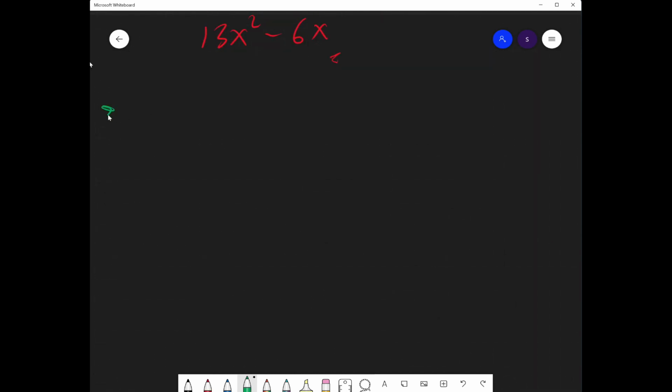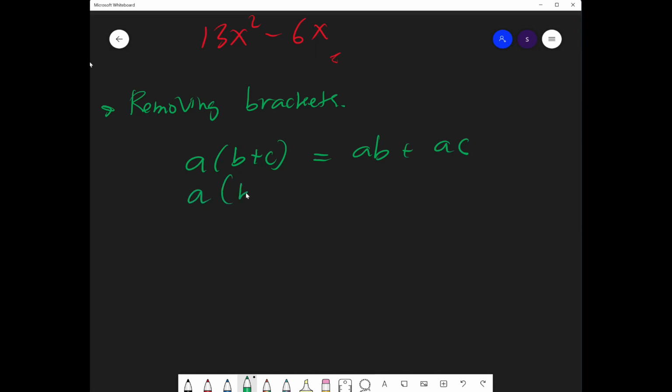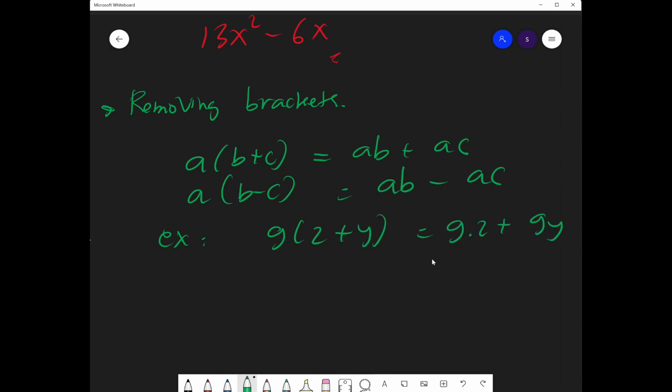And now we move to the next part, which is removing brackets. For example, if I have a in the bracket b plus c, it's equal to ab plus ac, and a in the bracket b minus c, it's equal to ab minus ac. Let's look at the example of 9 in the bracket 2 plus y. So we multiply 9 by 2 and 9 by y, and the result will be 18 plus 9y.